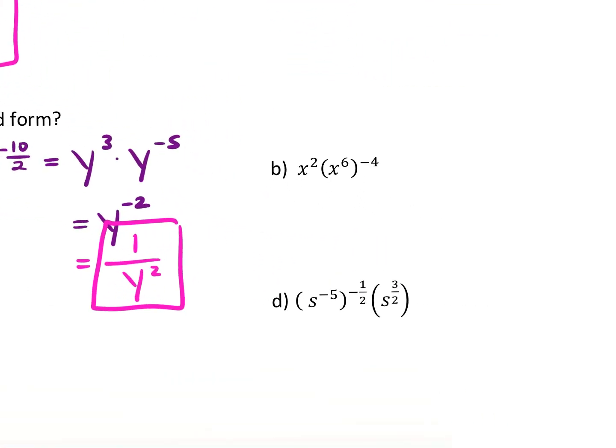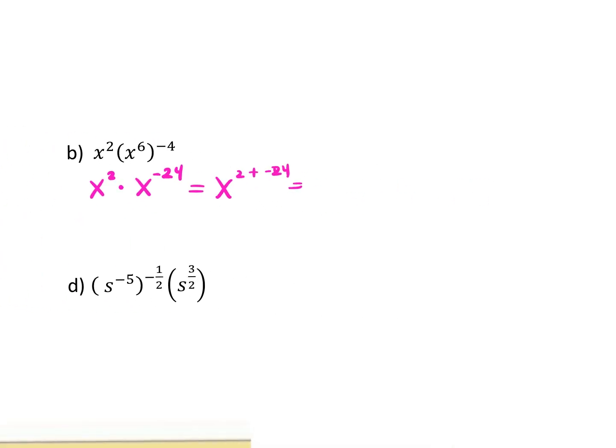Letter B. This is x squared and then x to the 6th to the negative 4th. What is being taken to the negative 4th power right now? The whole thing? Just the x to the 6th. Okay. So a power to the 6th to the negative 4th means you can do what with those two numbers, 6 and negative 4? Multiply them. So this is x squared times x to the negative 24th. What can you do with the 2 and the negative 24? Add them. So x to the 2 plus negative 24 is x to the negative 22nd.